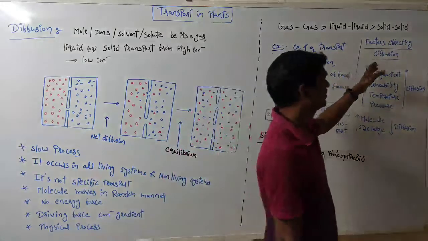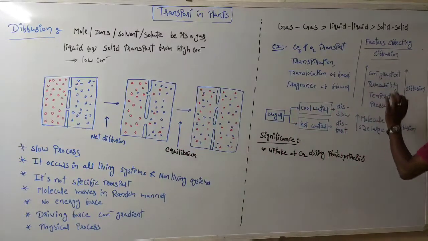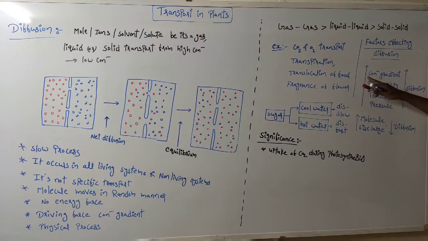Right? And the factors affecting diffusion: concentration gradient affects it. If there is more concentration gradient, there is a more diffusion rate. If the molecule size is small, permeability is more, and the diffusion rate is more. Very simple.